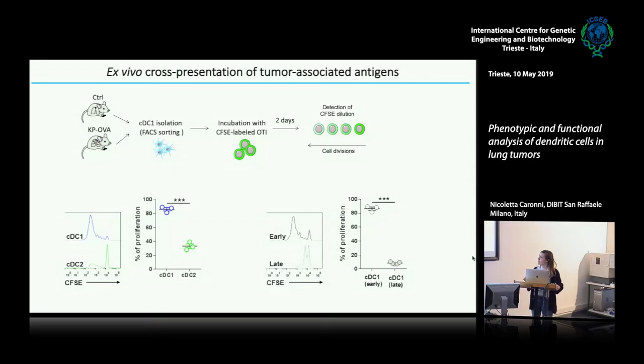And if you look here, there is a comparison between cDC1 isolated from early and late time points. You can see that at the early time point there is a huge proliferation, and on the contrary, at the late time point, the cells are no longer able to activate T cells. So at the late time point, during tumor progression, the tumor microenvironment suppresses the ability of DC1 to activate T cells.